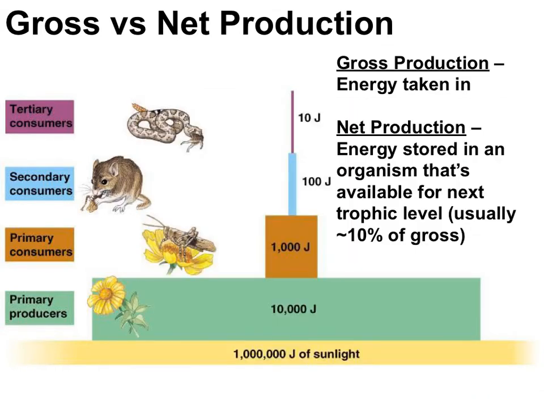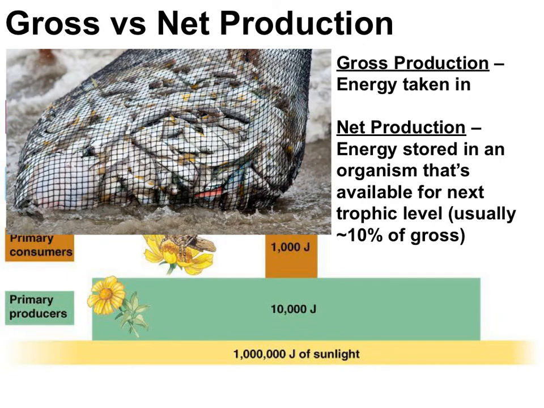Now, net production is the energy that's stored in an organism and available for the next trophic level. Most energy is lost as heat or used for the organism to live, but the net energy is what's used to build biomass and make the organism bigger. The way I remember net productivity is thinking about how most energy passes through, but the net energy is what stays inside of the organism, just like these fish staying inside the fishing net.